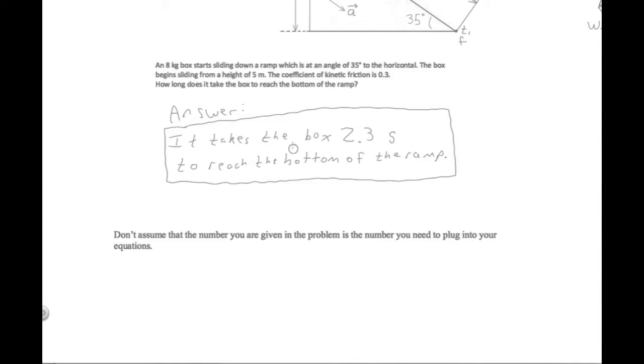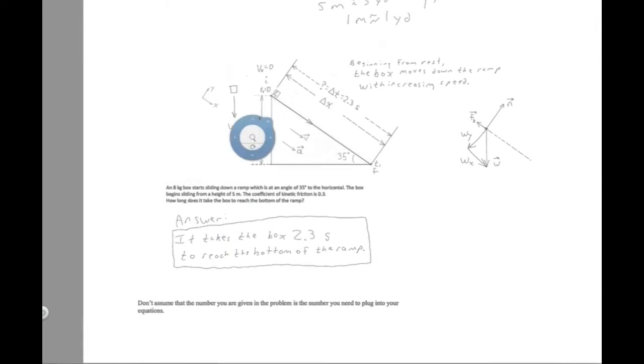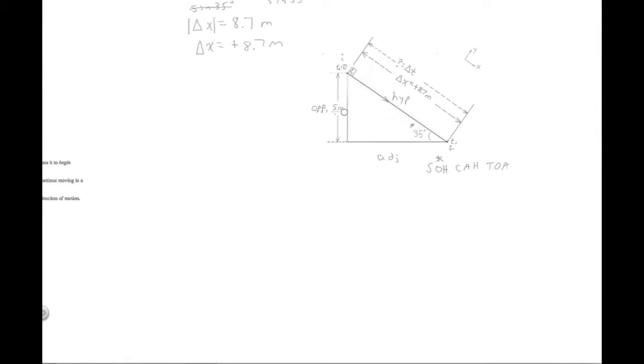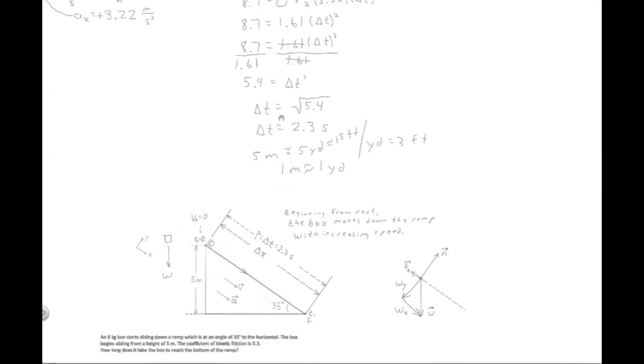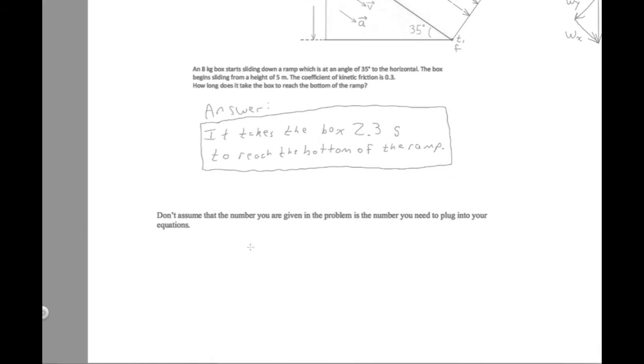Now, of course, that certainly doesn't mean that we ignore the 5 meters. Obviously, we did not ignore the 5 meters, but we used the 5 meters to figure out the number that we did need. We used the 5 meters to figure out the number of 8.7 meters that we needed to plug in, and then it was that 8.7 meters that we actually plugged in for delta x. So be aware that this is a common trap and start trying to get into the habit of watching out for this trap when you're doing physics problems.